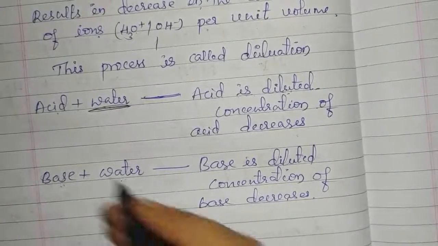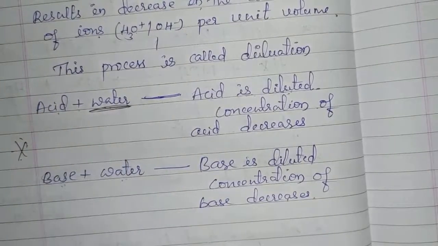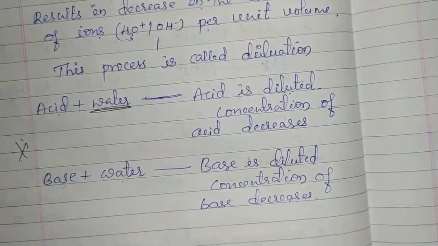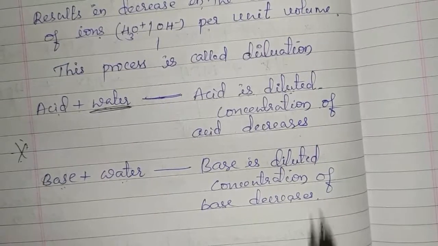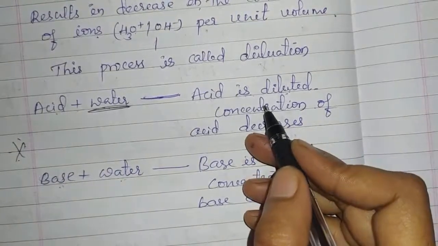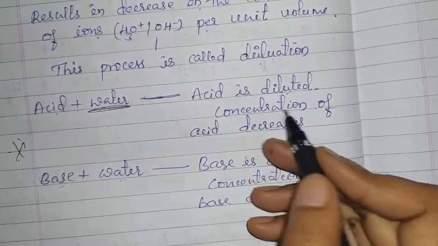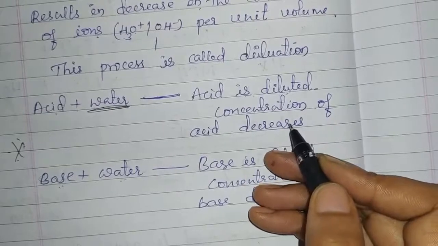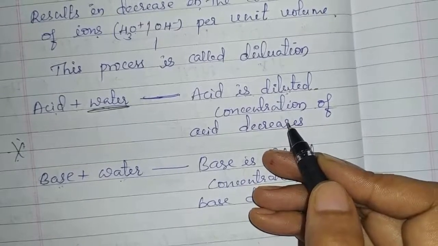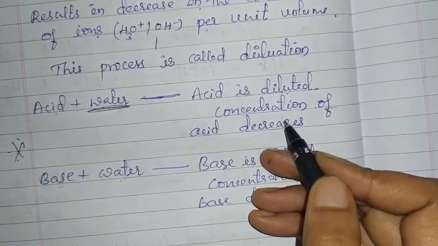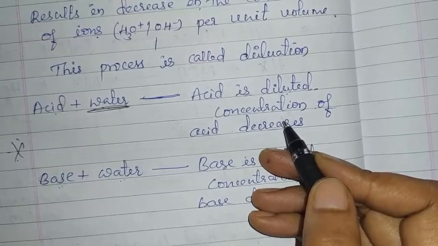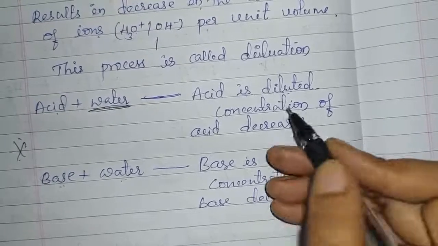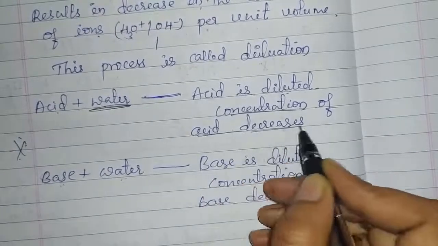Remember, this is also important. Sometimes questions may be asked like this: what happens when water is added to base or acid? We have to say that when water is added to base or acid, it is diluted and its concentration decreases. Or questions may be asked like this: on diluting acids and bases, what is the effect? The concentration of the acid decreases.